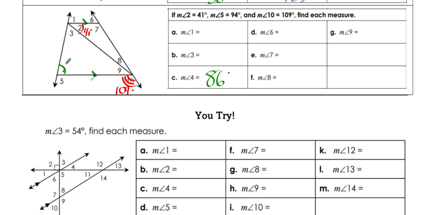I see that angle 4 corresponds with angle 1. These two parallel lines are cut by that transversal, and angles 1 and 4 are in the exact same position. So they have to be the same. So angle 1 is also 86.